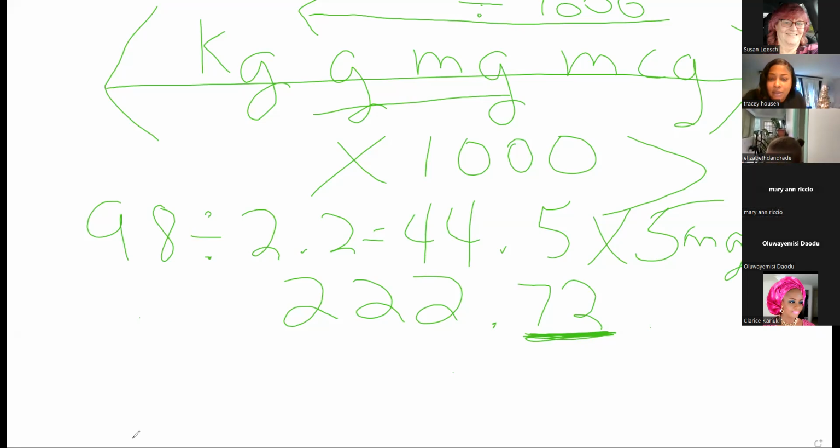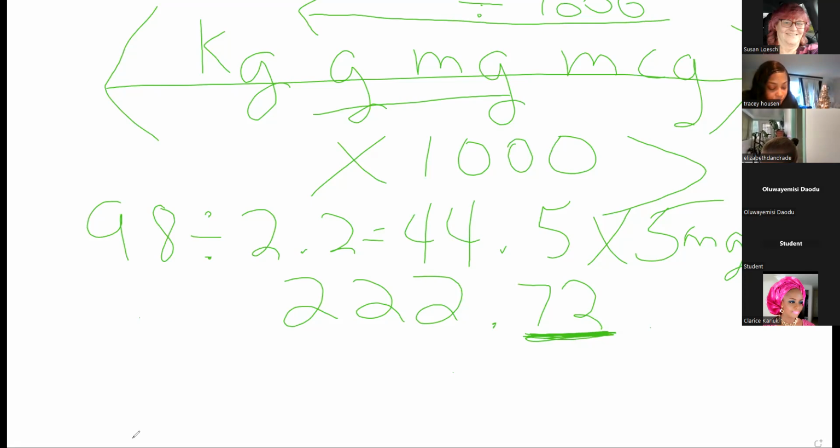Mine's 222.5, not 222.72. Well, go back and look at your calculator, clear everything. I put 98 divided by 2.2, and that gave me 44.54. Did you leave the whole number in? I actually cleared it and just put 44.5 times. But I told you not to do that. Don't clear the calculator. That's going to give you a wrong answer.